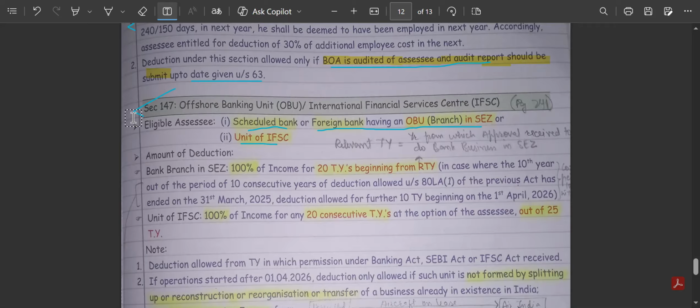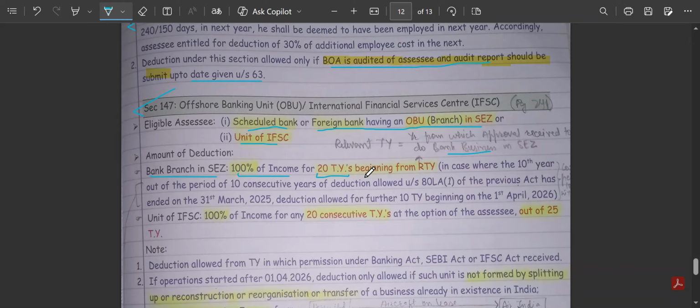Then our main concern is about the deductions. A bank branch in SEZ will get 100% deduction on its income for 20 years beginning from the relevant tax year. What is a relevant tax year? It is the year in which it receives approval to do banking business in the SEZ. It doesn't matter when it actually starts the business. It is when it receives the approval for doing banking business in SEZ.